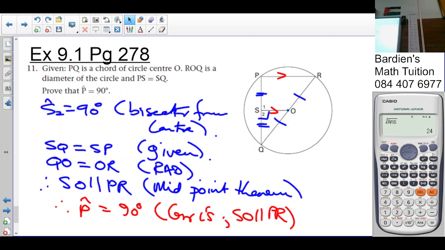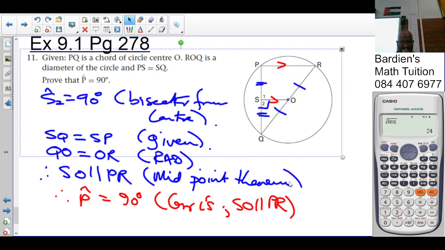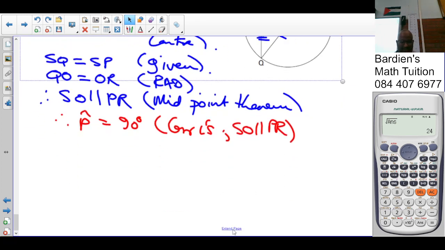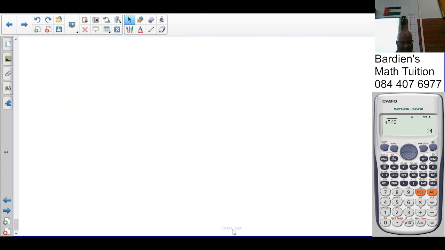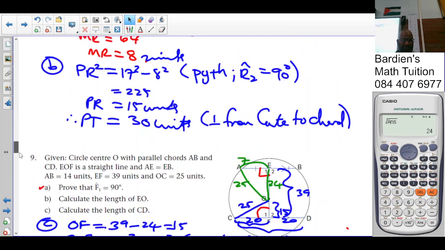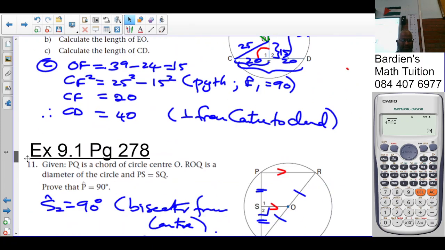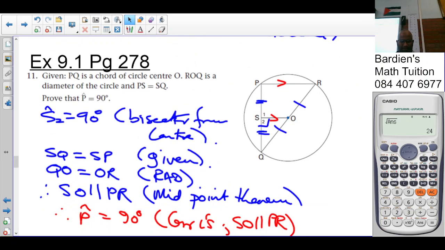Okay? That brings us basically to the end of that exercise. So for homework I want you guys to do the even numbers of 9.1, the even numbers. So now we're going to look at theorem 2.